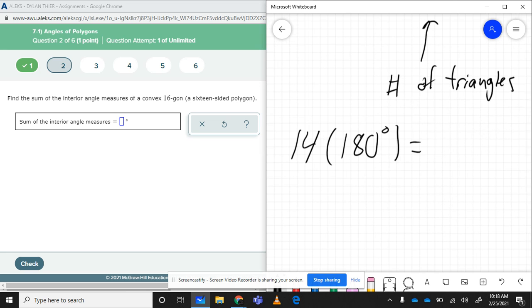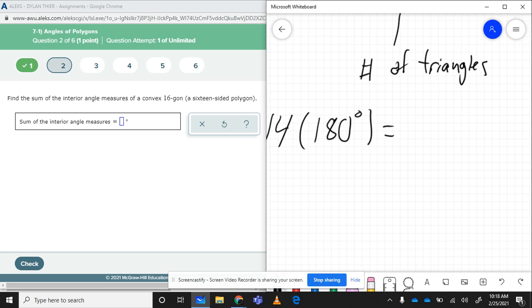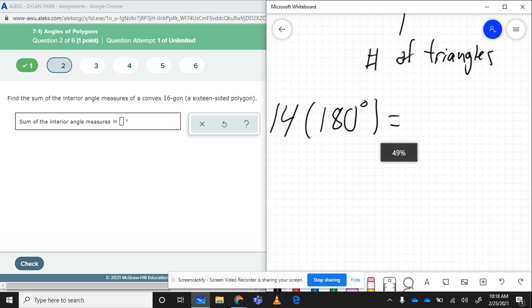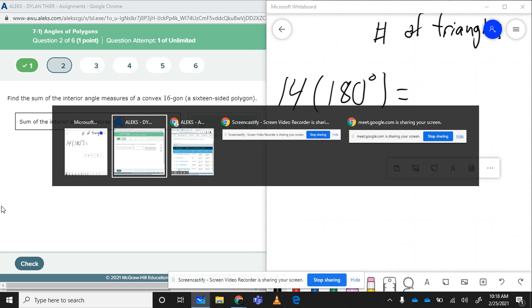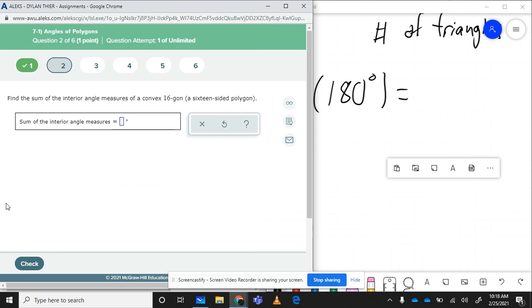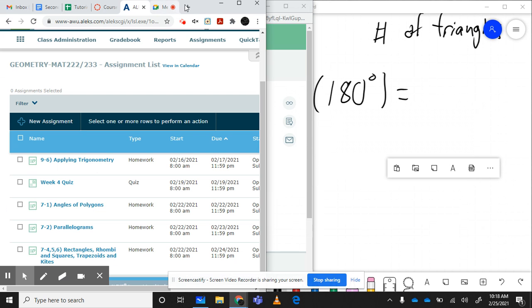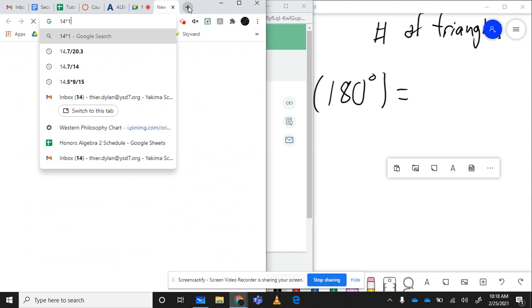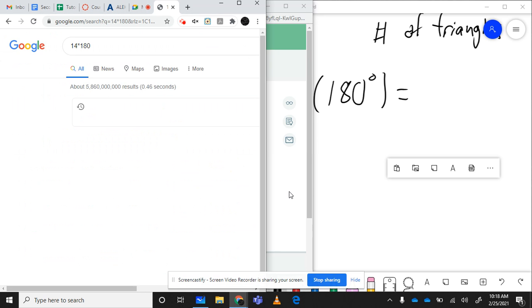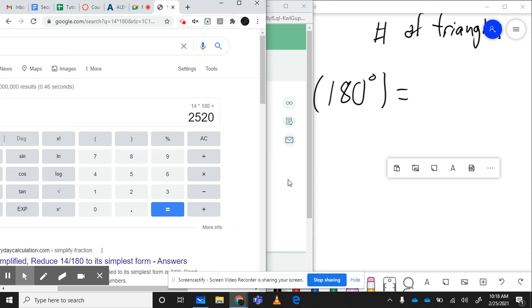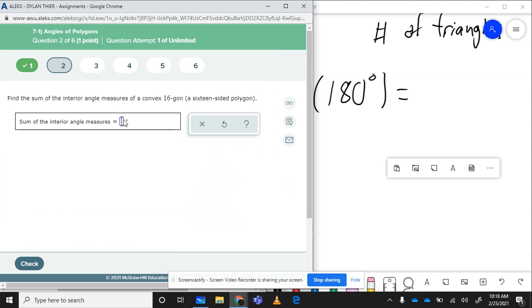Okay, so the total sum of all of those angles is just going to be whatever 14 times 180 is. So let's try that real quick. So that should be, let's go to a calculator so I'm not wasting too much time. So we ended up with a total of probably a pretty large number, 2,520.